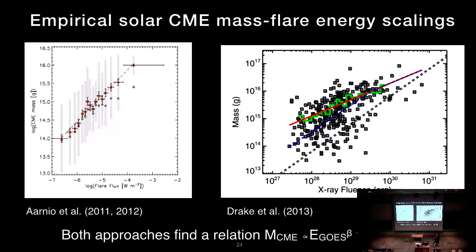So these scaling laws are nice. There's a lot of data on the sun. We can look at empirical correlations. There are two recent papers, one by Alicia Arnio, another by Jeremy Drake and his colleagues, that have looked at solar flares and solar coronal mass ejections. Both approaches find a relationship between the mass in the CME and the energy in the flare, with roughly similar index to the relationship.